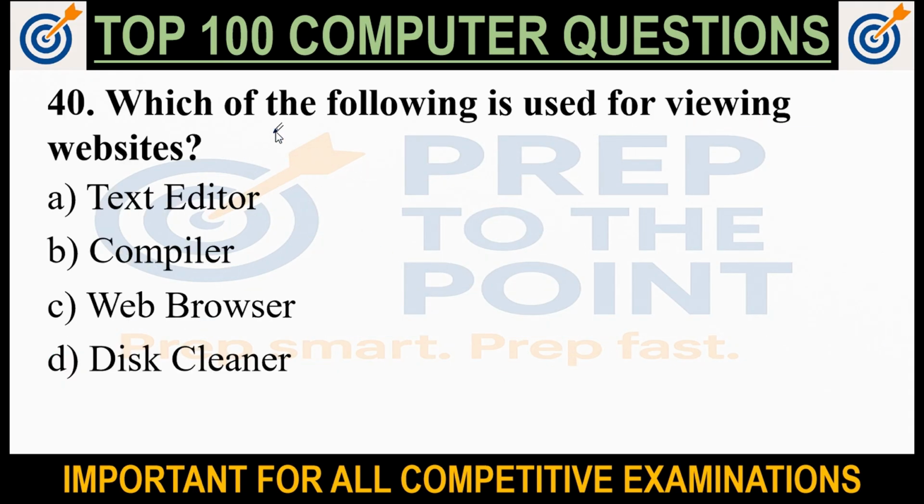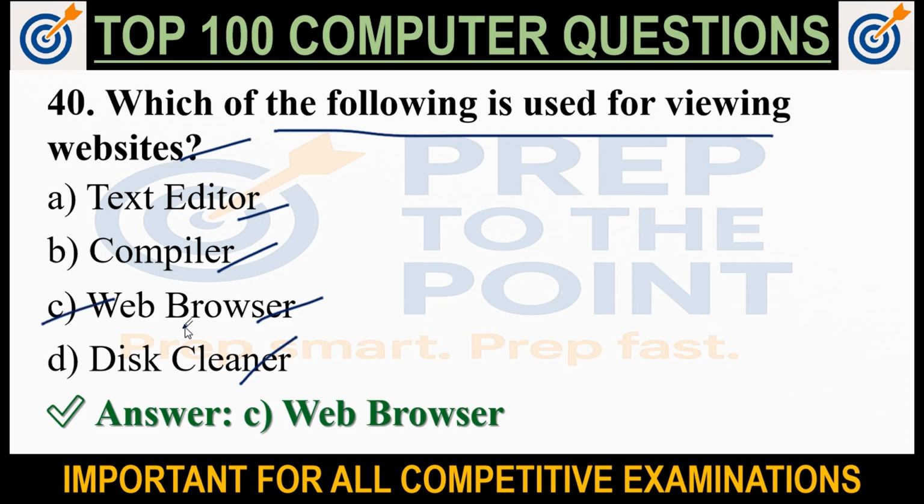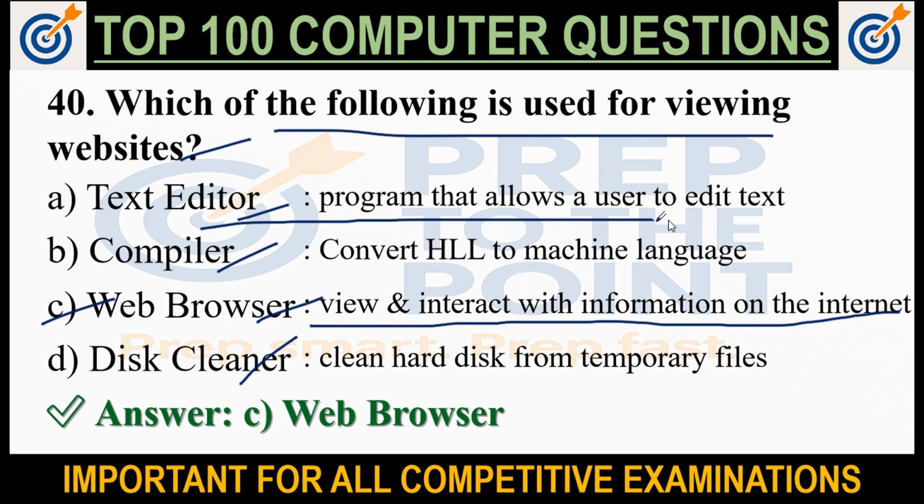Which of the following is used for viewing website? Text editor, compiler, web browser, or disk cleaner? The right answer is web browser. Web browser is used to view and interact with information in the internet, while text editor is a program that allows a user to edit text. Compiler converts high-level language to machine language, and disk cleaner is used to clean hard disks from temporary files.